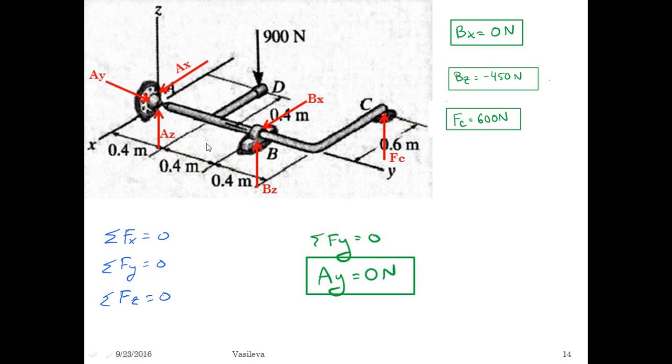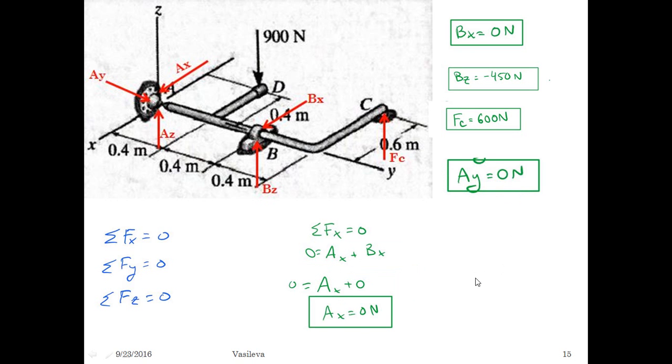And we've done the sum of the moments about all three axes, so now we move to the sum of the forces about each axis. So I start with the sum of the forces in the y direction. The only y force is ay. We have no other y force, so automatically we know that ay equals 0. From there, we move on to the x-axis. For the x-axis, we have ax and bx. And because we know that bx is 0, it turns out that ax is 0 as well.